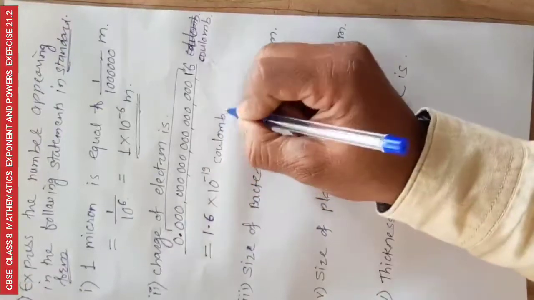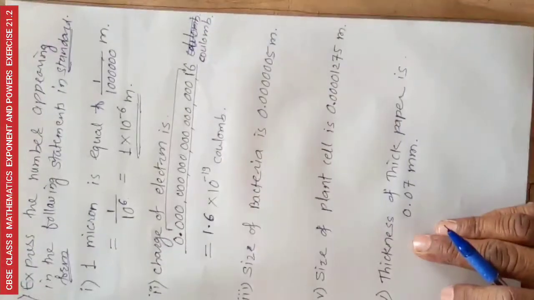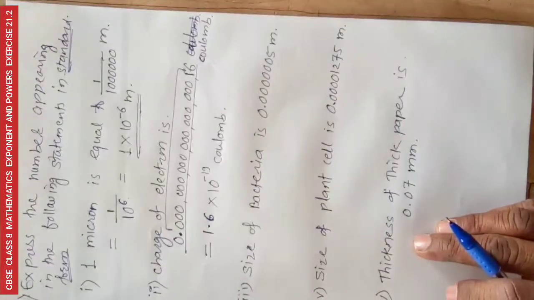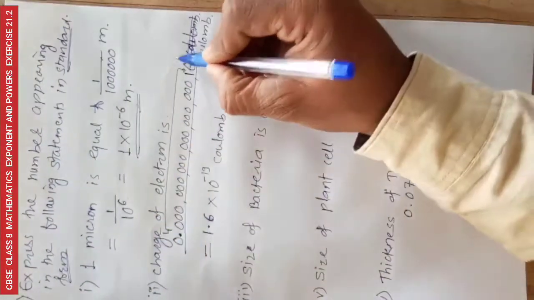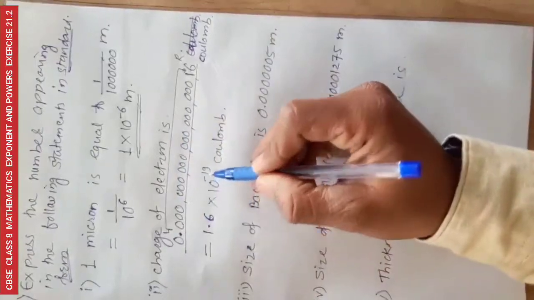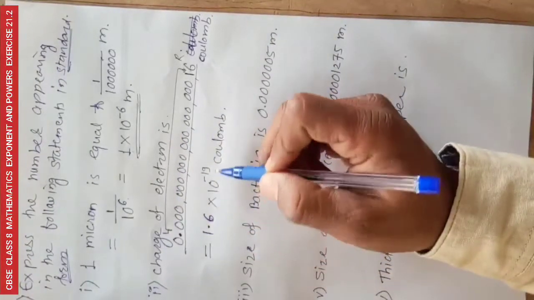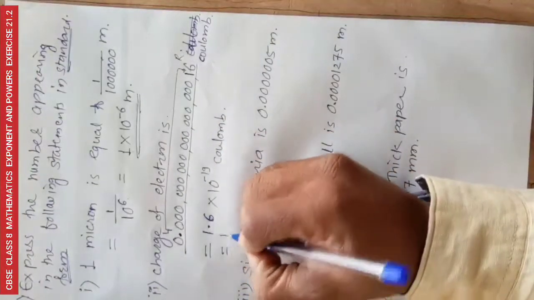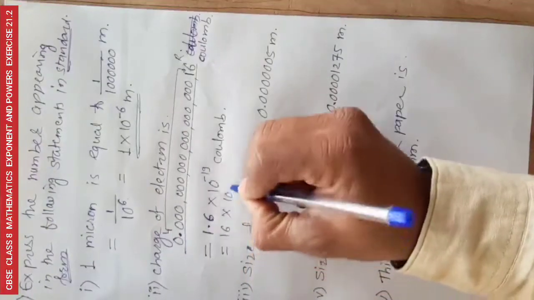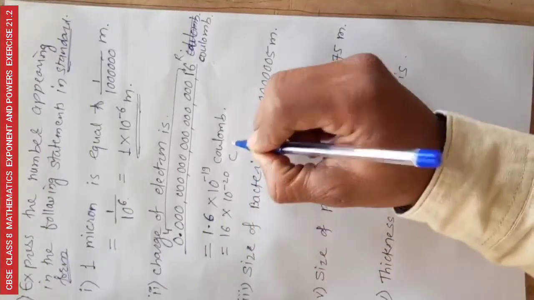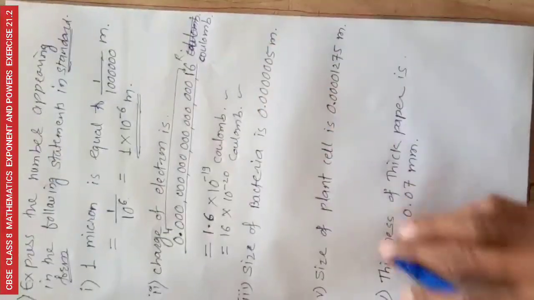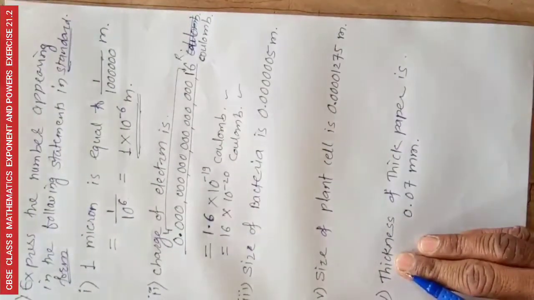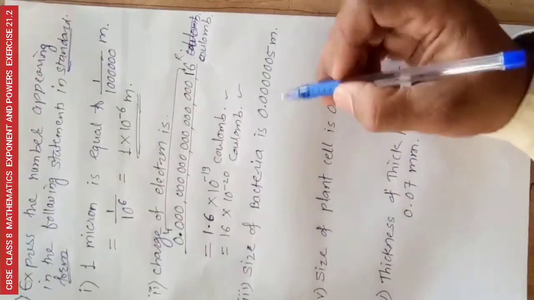Minus 19 coulomb. So 1.6 into 10 raised to the power minus 19 coulomb, because the decimal point is transferred from left to right, therefore its sign is negative. It can also be written as 16 into 10 raised to the power minus 20 coulomb. Both are answers.